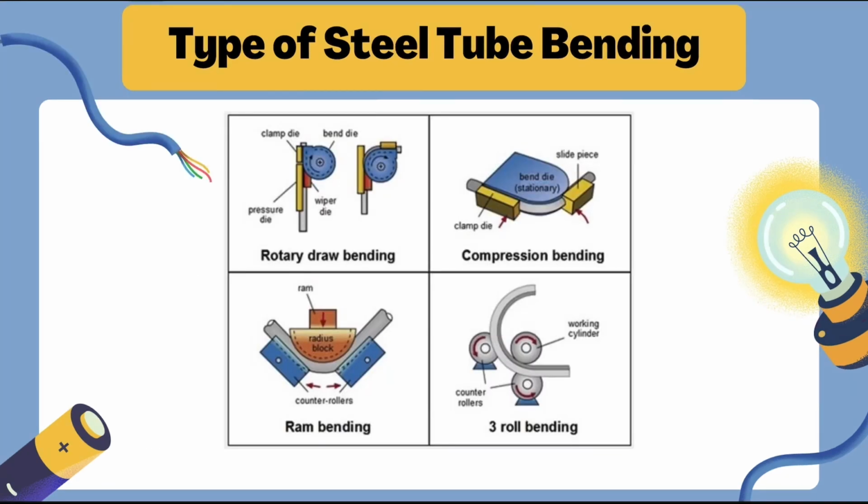So these are the four types of steel tube bending that were explained just now. Firstly is the rotary draw bending, where the steel tube will go through a die and we bend it with a bend die. And secondly is compression bending, where the steel tube will be bent with a bend die too, with compression. Thirdly is the ram bending, which involves two counter rollers for us to bend the steel tube. And lastly is the three roll bending, which involves three counter rollers.